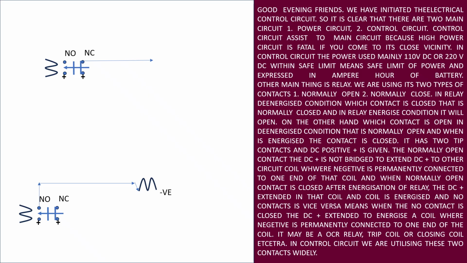How? See it. Now, when the relay coil is energized, the plunger will be pulled by the magnet, the normally closed contact will open and the normally open contact will close, and DC positive will be extended through this normally open contact.